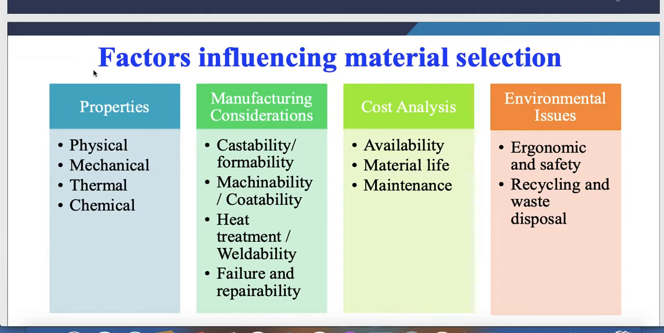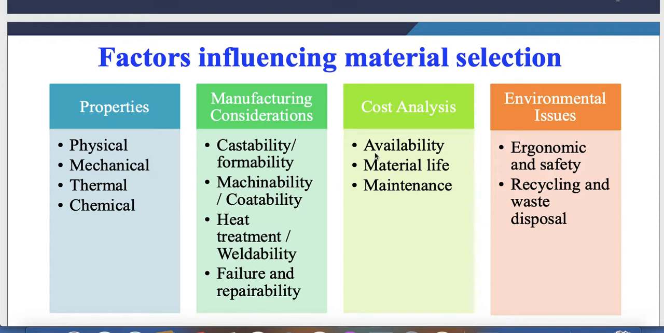In the previous session we discussed the major factors influencing material selection. These are properties, and properties are of various types: physical properties, mechanical properties, thermal properties and chemical properties. Next is manufacturing consideration, which includes castability, formability, machinability or coatability, heat treatment or weldability, failure, repairability and many more. These are the manufacturing considerations for selection of any material.